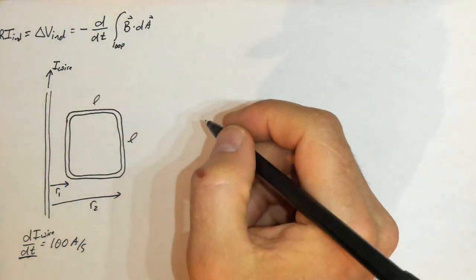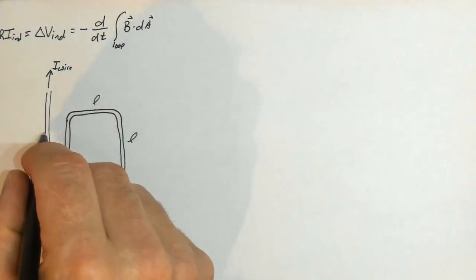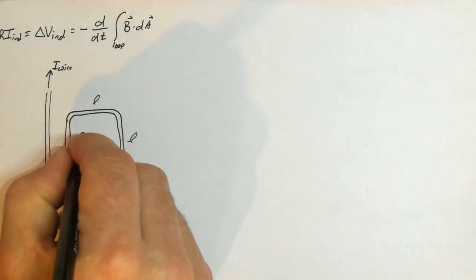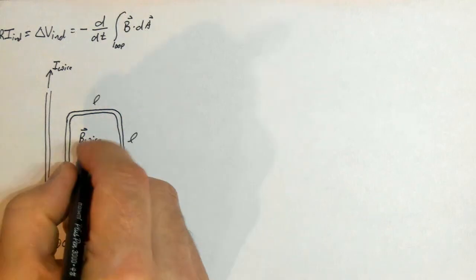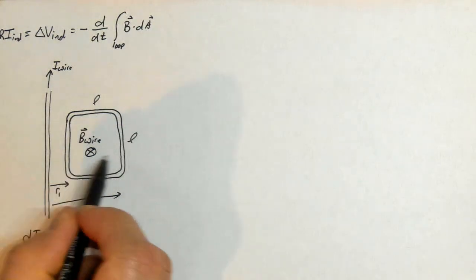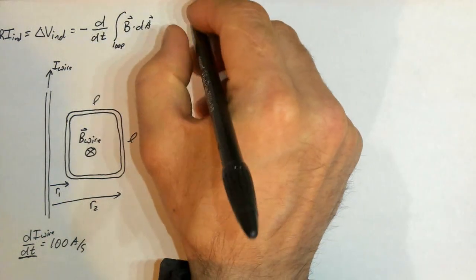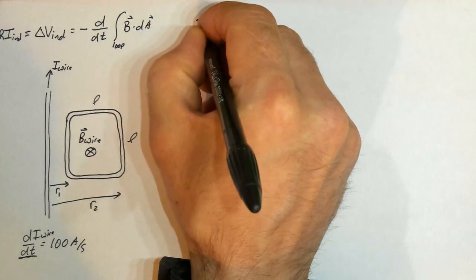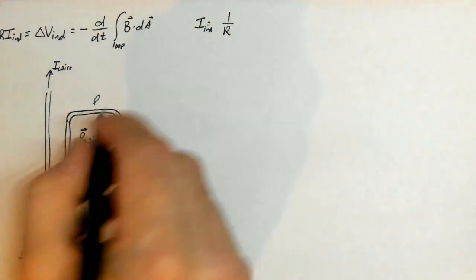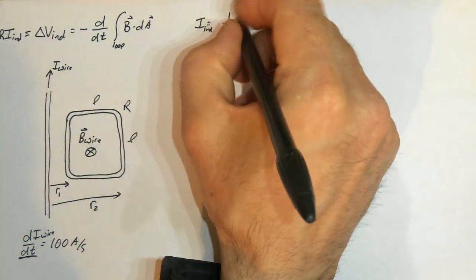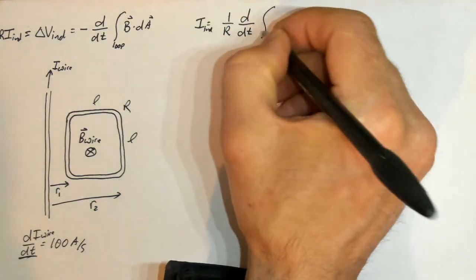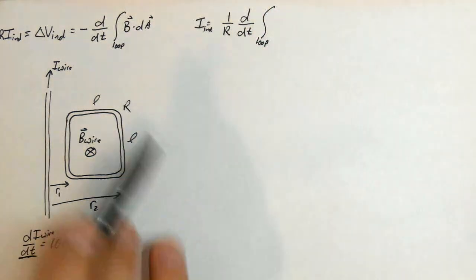To do this, we need to recognize that the current in the wire is going up, and so the magnetic field is into the page. So B wire is into the page throughout this whole loop, but it's a function of distance. When I'm trying to find I induced, it is equal to 1 over the resistance in this loop. This loop has some resistance R. Again, let's just do magnitude, so no Lenz's law minus sign. d/dt of the integral over that loop of B field dot dA.